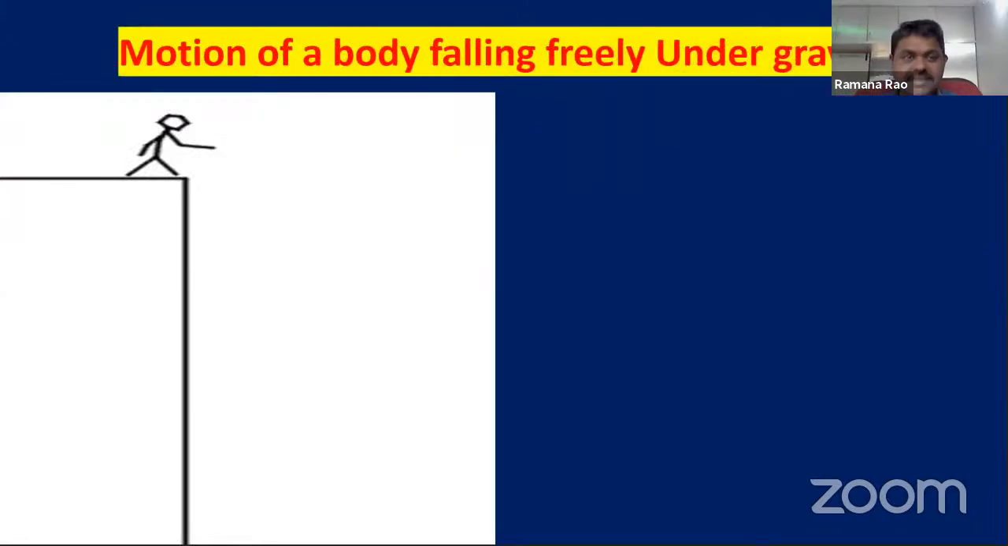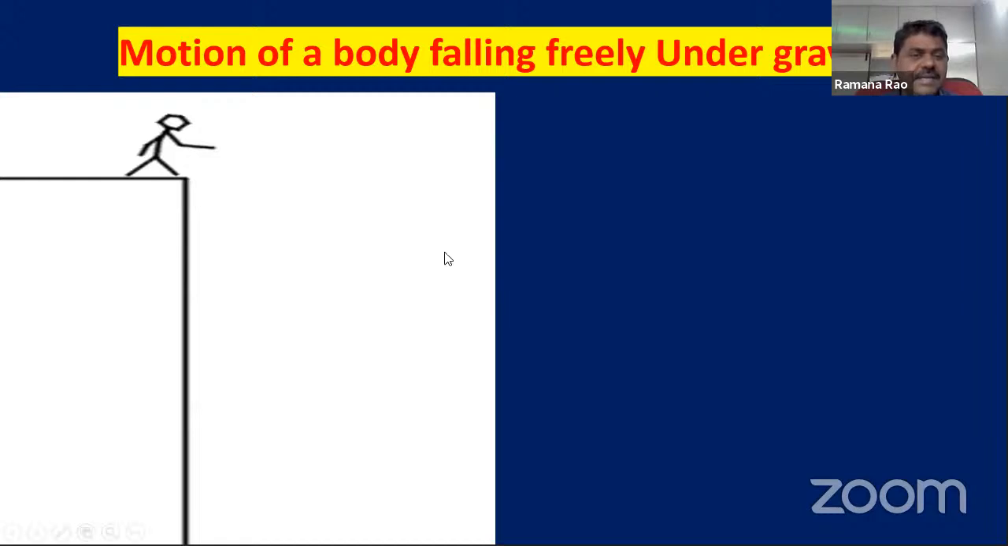And now you can see the detailed description of the motion of a body falling freely under gravity. How do we describe the motion of a body using the equations of motion? We have three equations of motion: v is equal to u plus at, s is equal to ut plus half at square, and v square minus u square is equal to 2as. For the last three classes we have been discussing the equations of motion. How can we write these equations for a freely falling body? That is the topic now.